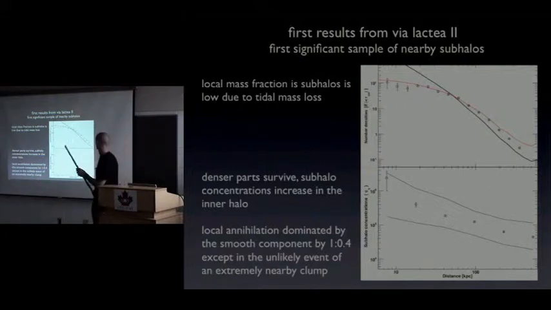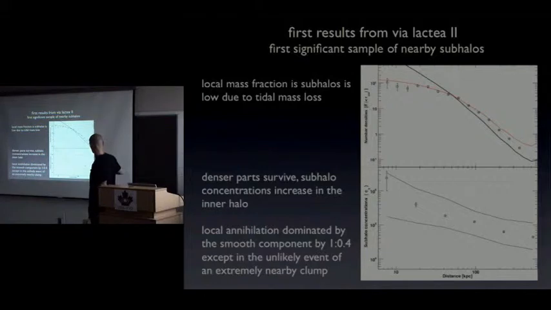Now, we can also probe the local dark matter distribution. If you go all the way into 8 kiloparsecs from the galactic center, we still have a significant sample of subhalos at this scale. So you can measure the local number density. And you can also measure the concentration parameter of the local structures.